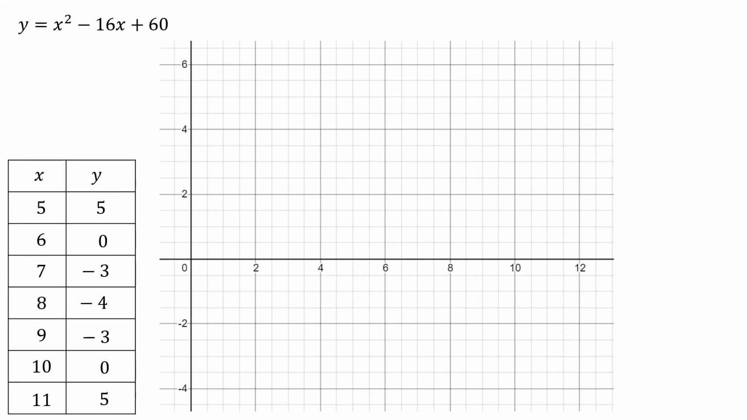And of course, when I want to graph this, plot the points. There's the vertex at 8, negative 4. So I've got 7 points plotted.